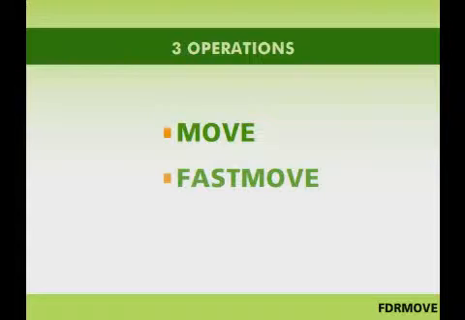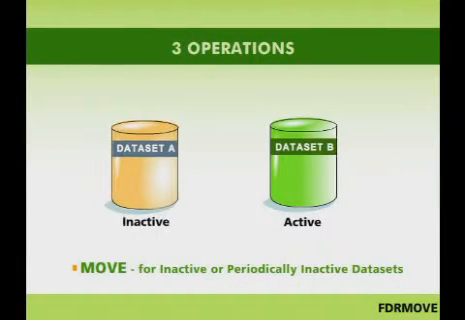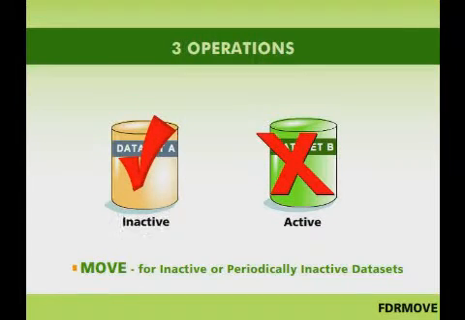FDRMOVE provides three operations for the movement of z/OS datasets. Firstly, MOVE and FASTMOVE. The MOVE operation is used for those datasets that are inactive or periodically inactive, where high-performance I/O can be used to move the datasets to new DASD volumes.